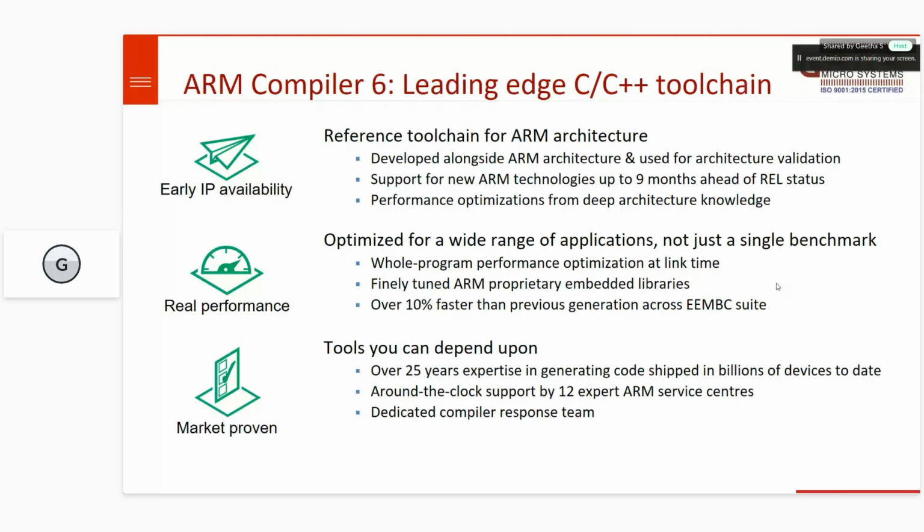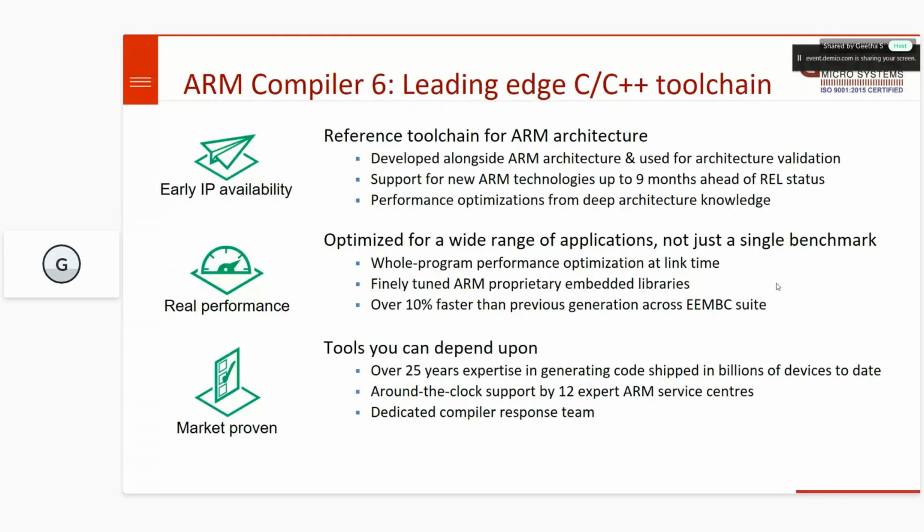Optimized by a wide range of applications, not just a single benchmark. This means the ARM compiler generates the most optimized code for any real code base, irrespective of the application where the code is going. It can be network, telecom, some industrial workload, automotive, medical, anything. Irrespective of whatever the final product is, it helps in optimizing any embedded application.